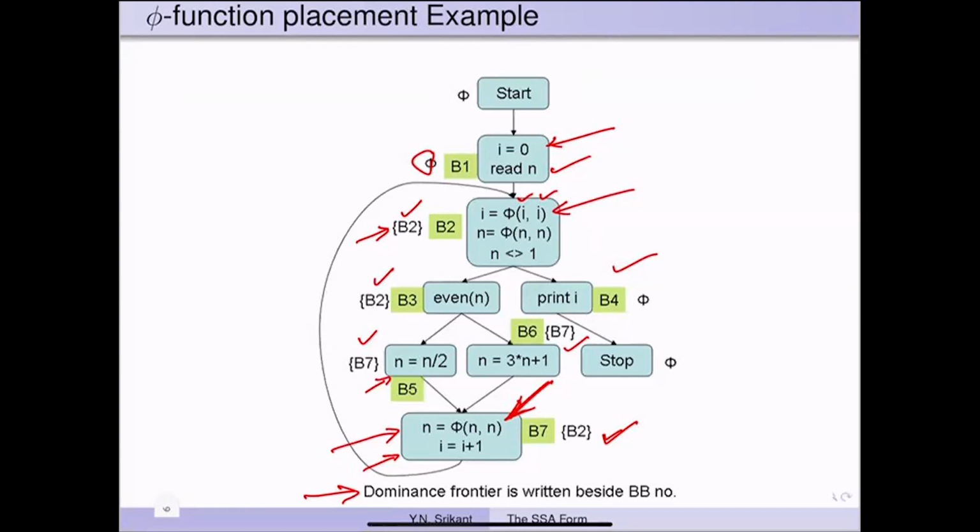Now what happens? The dominance frontier of B7 is B2. So the trivial 5 function gets inserted into B2 also. See, that is how the second iteration inserts the 5 function into the basic block B2. And that's all there is to it. There are no more 5 functions. B2 will not insert any more 5 functions anywhere else. So the insertion of trivial 5 functions is completed. Any questions?